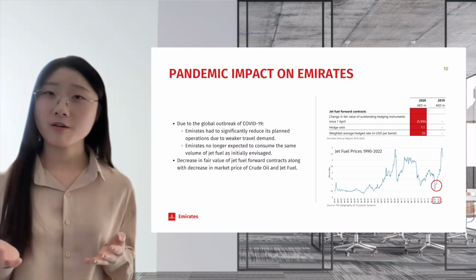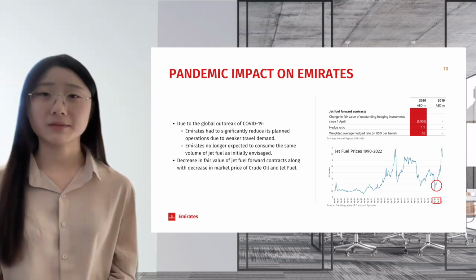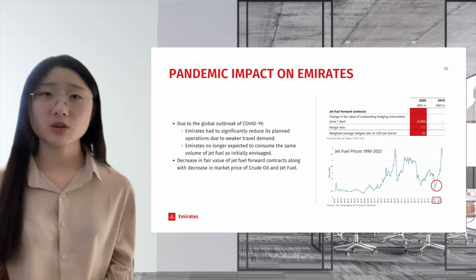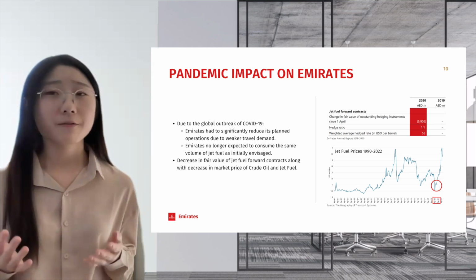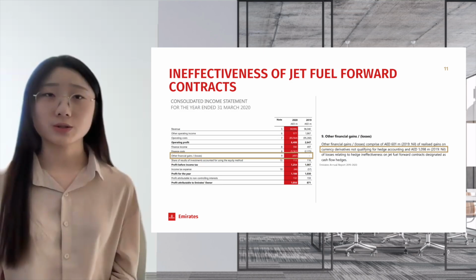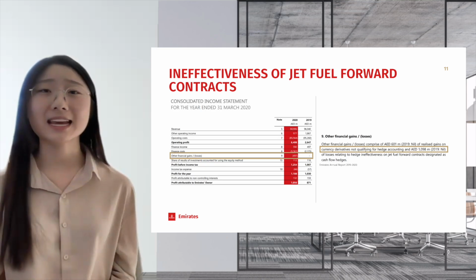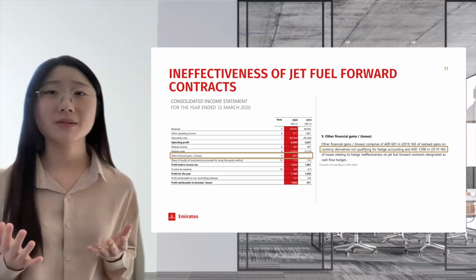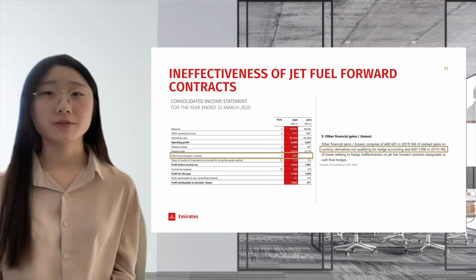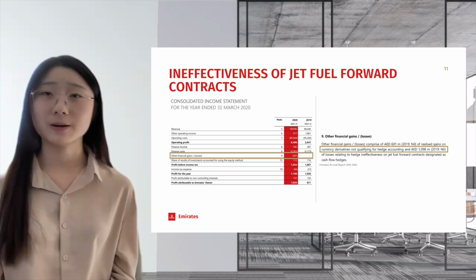However, the outbreak of the COVID-19 pandemic resulted in weaker travel demand due to protective measures, meaning lower attractiveness for flights. Hence, airlines such as Emirates no longer expected to consume the initially forecasted volume of jet fuel. Furthermore, due to the decrease in the market price of crude oil, the fair value of jet fuel also decreased. As a result, this caused a hedge ineffectiveness charge of 1,098 million dirhams, which was recognized in Emirates' consolidated income statement as the forward contracts failed to mitigate the price risk of jet fuel, and the mismatch of jet fuel volume led to an incomplete reduction in risk exposure.